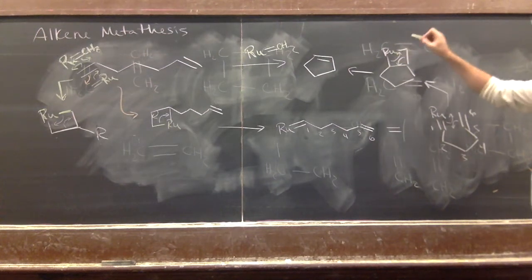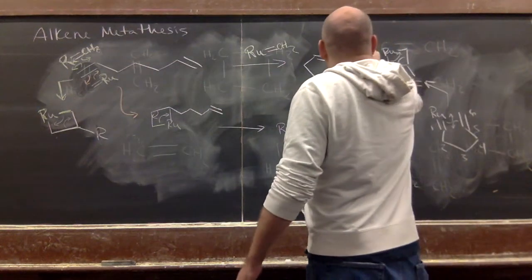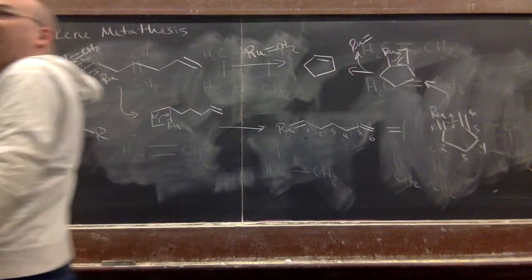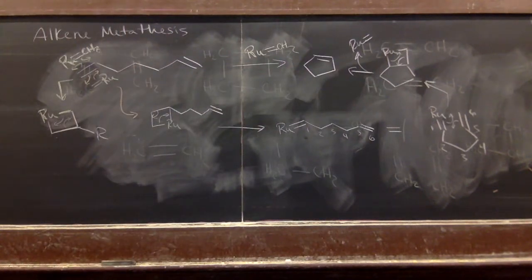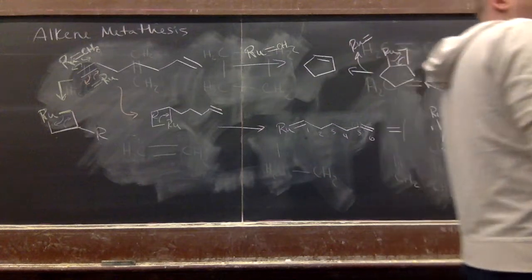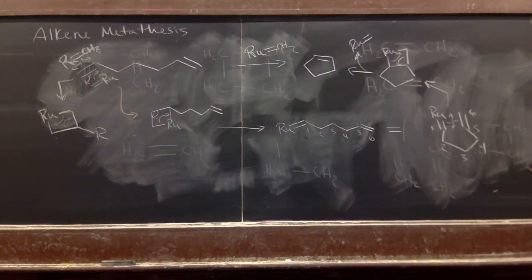But the net result, right, is that we're going to regenerate the ruthenium alkylidene, so the ruthenium alkylidene can re-enter the system. So this is a catalytic process. You know, you just need a little bit of the ruthenium alkylidene, and you can do the chemistry over and over and over again. Okay? Make sense?